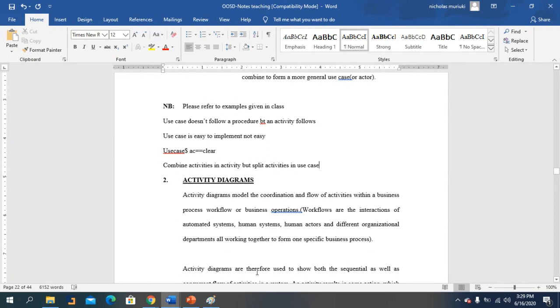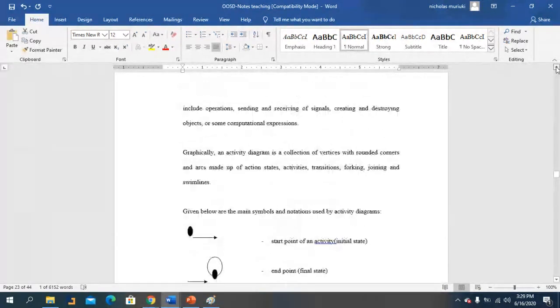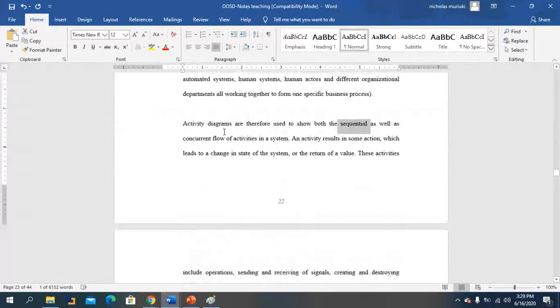Activity diagrams are there to show both the sequential flow, that is the procedure, as given in your notes, as well as the concurrent flow of activities in a system. So you can show all the activities that are done at the same time. But in use case, you cannot show activities that are done at the same time. That is one disadvantage we still have. In an activity diagram, you can show how activities are performed concurrently.